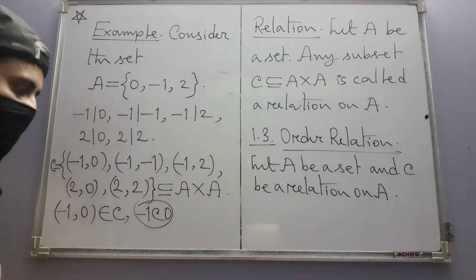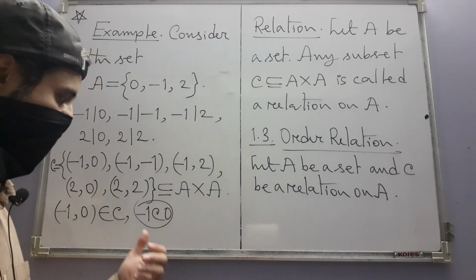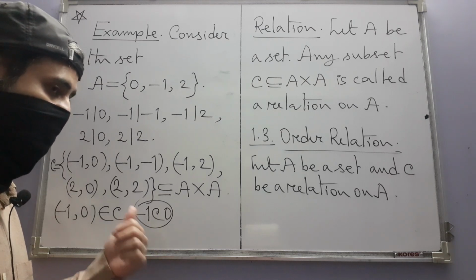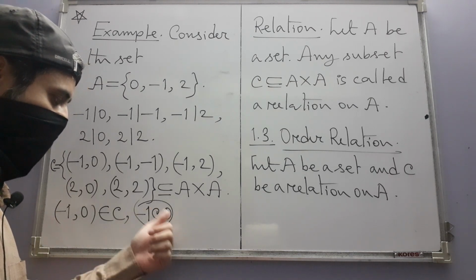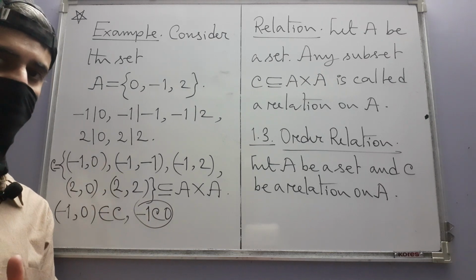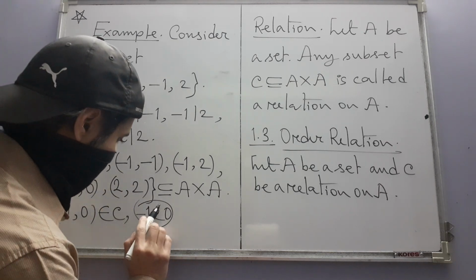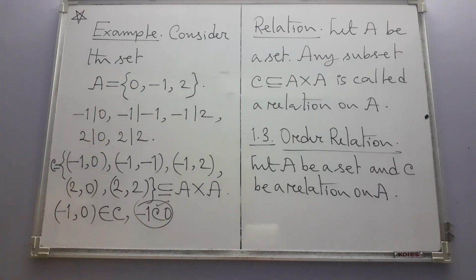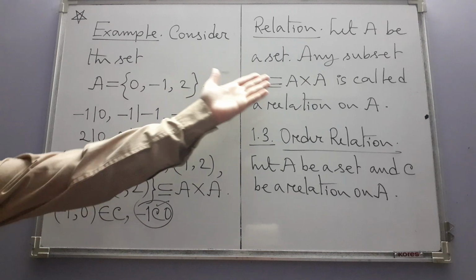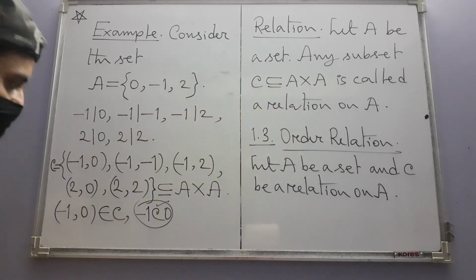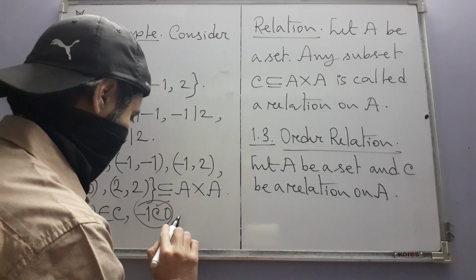How do you read this? -1 C 0. If you want to be more expressive, you can say -1 is C related to 0. This means that -1 is related to 0 by the relation C. Okay? And usually we do not use letters. Letters, of course, are used to denote sets, and relations by definition are sets after all. But still, we normally use some kind of symbol.